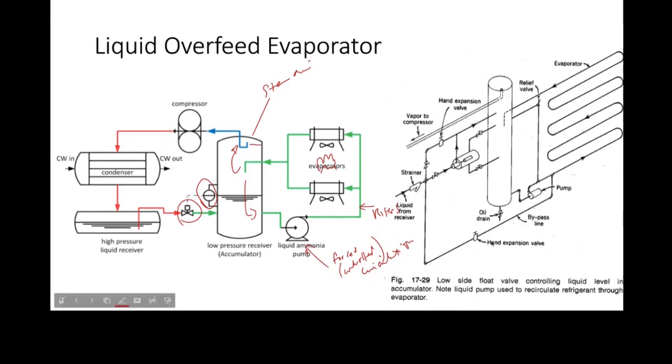And if you take a look, this is another one from Dossat. And here you can see where we've got a manual expansion valve that can be used to bypass the float control, just in case the float control isn't working. So normally the refrigerant goes in here through a mechanical feeder and up that way. But if this thing's broken and we've got to take it out of service, then we can isolate it and feed the refrigerant in through the manual expansion valve.